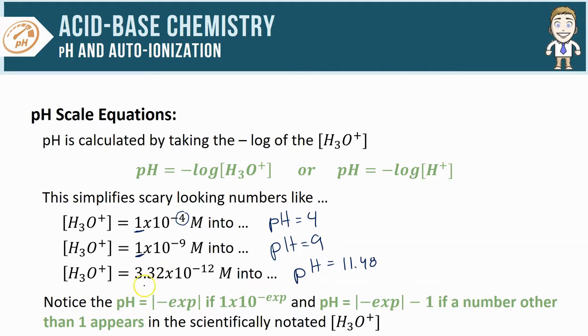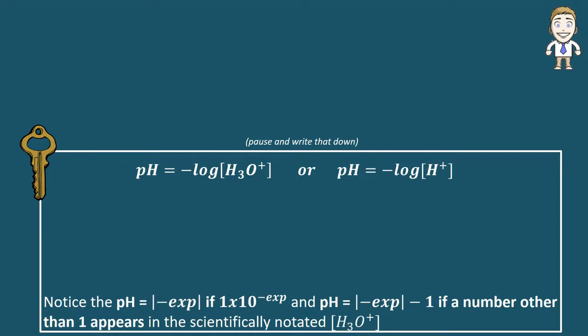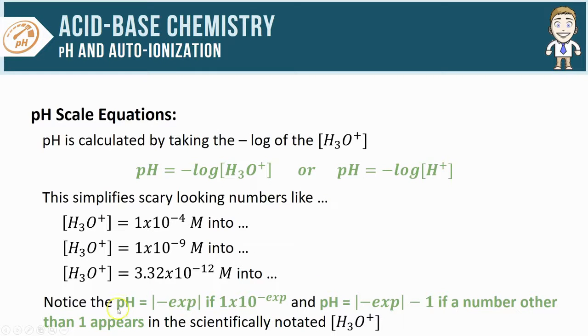If the number in your H3O plus concentration is not 1, then the pH will be similar to the exponent, but technically the absolute value of that exponent minus a value of 1. You can see here the exponent was negative 12. My pH then starts with 1 less than that, 11, with some decimal. It's going to be very helpful, especially on multiple choice questions, and these make up the final key ideas of this video. Make sure to pause, take some time, and write them down.